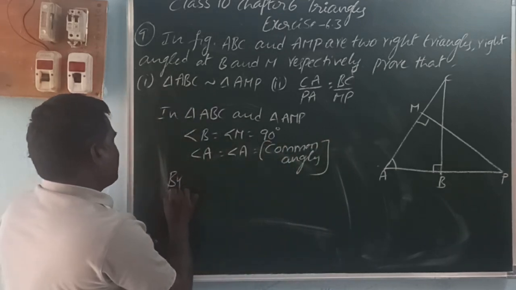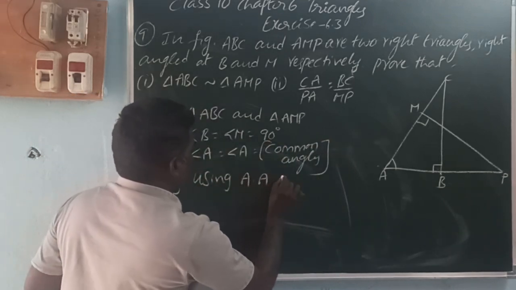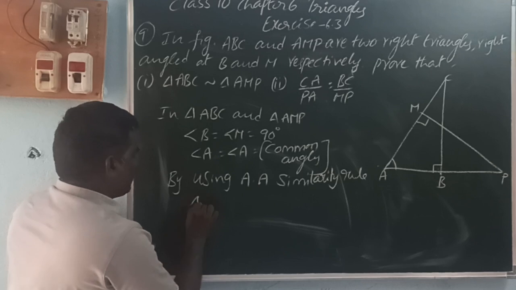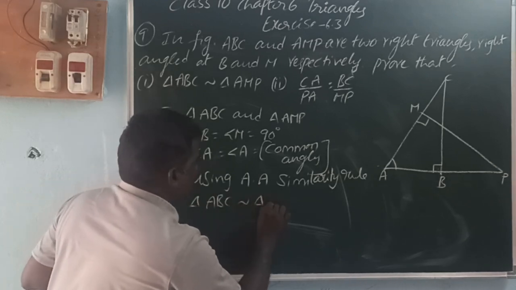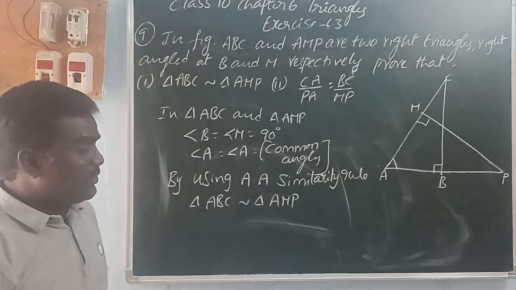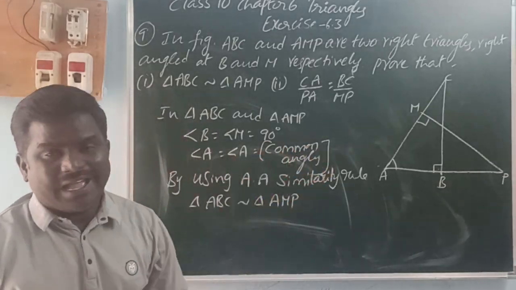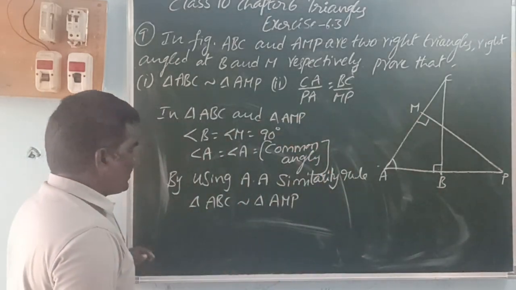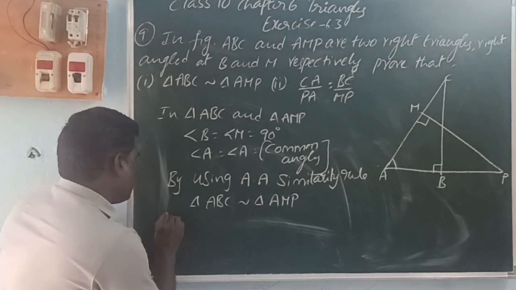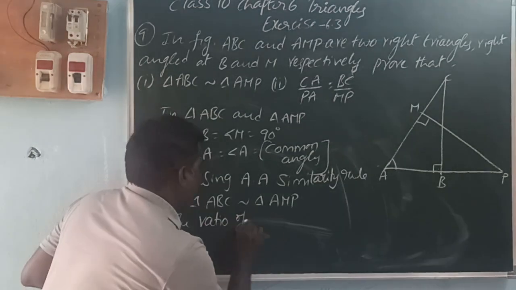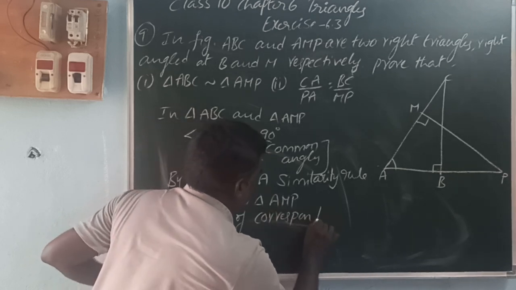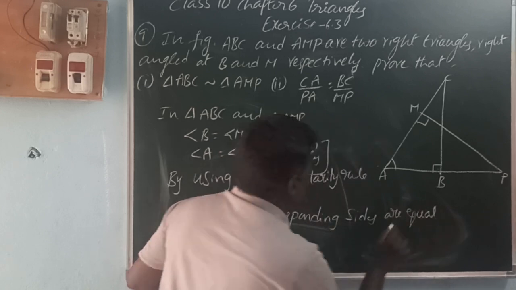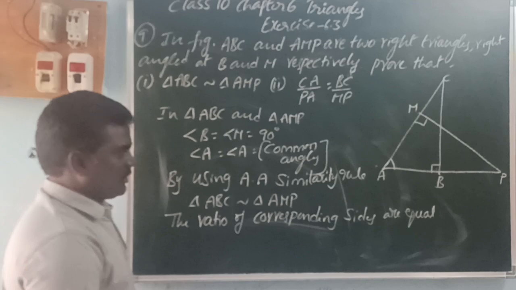So therefore, by using the angle similarity rule, triangle ABC is similar to triangle AMP. So angle A is common, angle B is 90, angle M is 90. When two triangles are similar, then the ratio of the corresponding sides are equal.